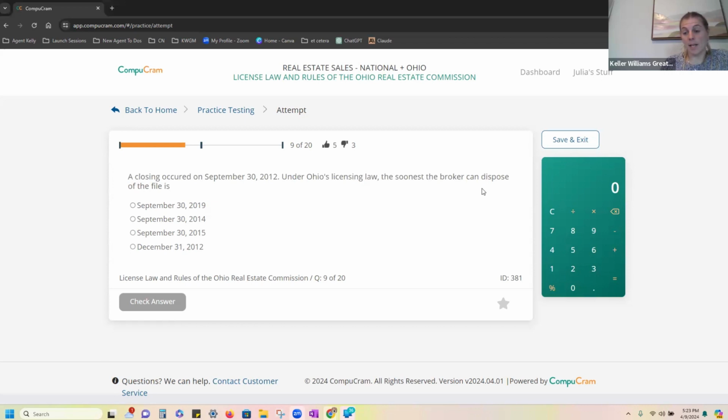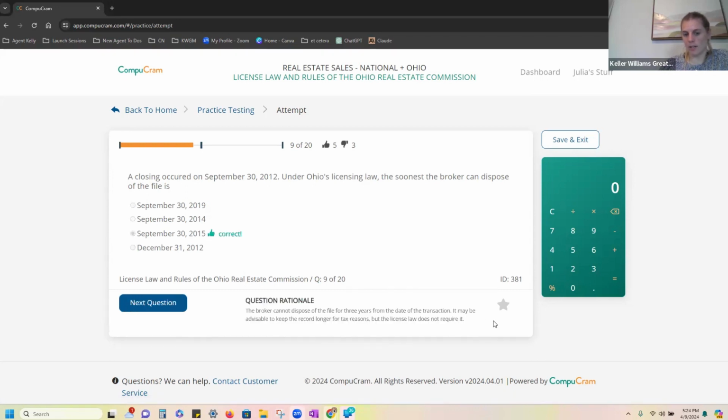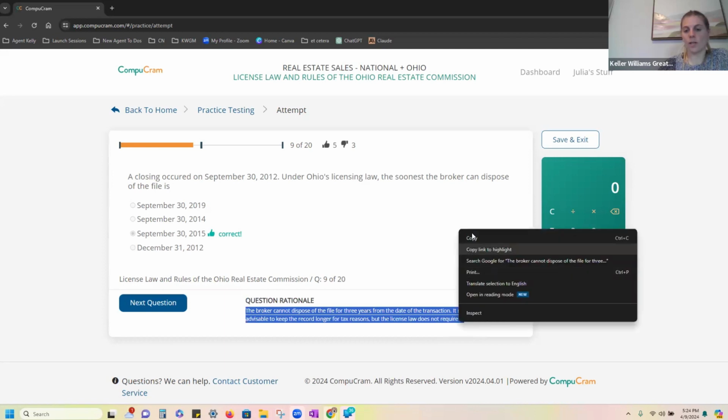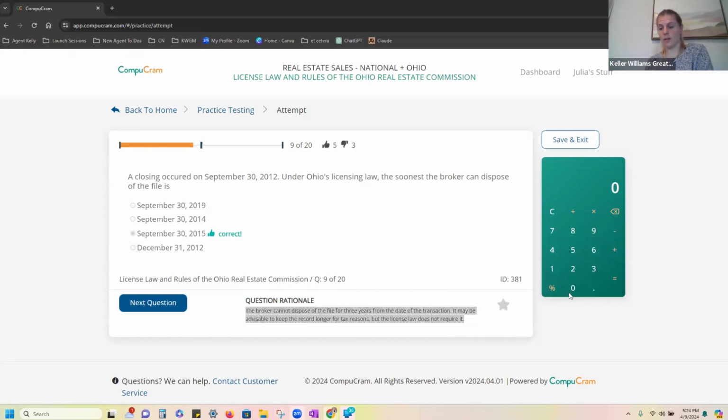So how many years do we have to keep property in file? Right, we have C, and C is correct. So it's 3 years. So the broker cannot dispose of the file for 3 years from the day of the transaction. It may be advisable to keep the record longer for tax reasons, but license law does not require it. The broker only has to keep files for 3 years. Okay. Good job. Okay. Next question.